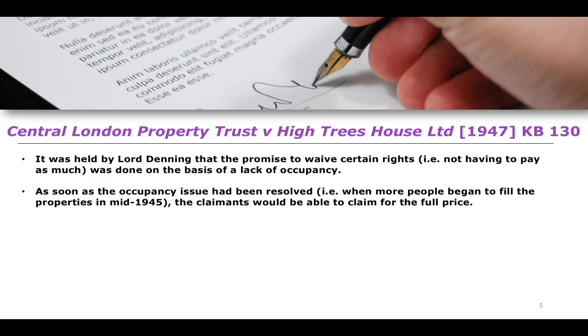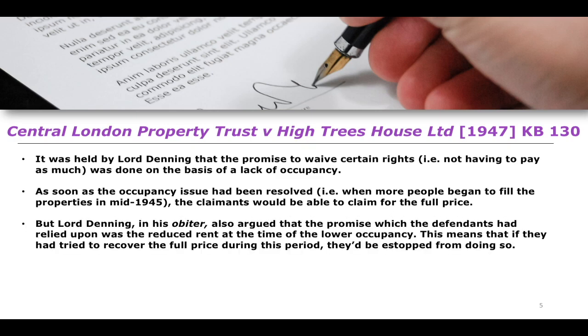When more people began to fill the properties back up in mid-1945, the claimants would be able to claim for the full price of the rent. The only reason why there was a lower rate of pay for rent was because of the lack of occupancy. So when this condition is resolved, then this full price of rent should go back up.